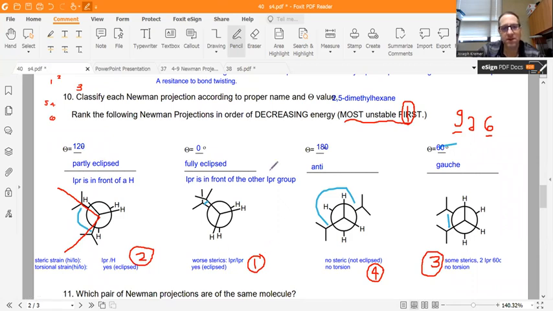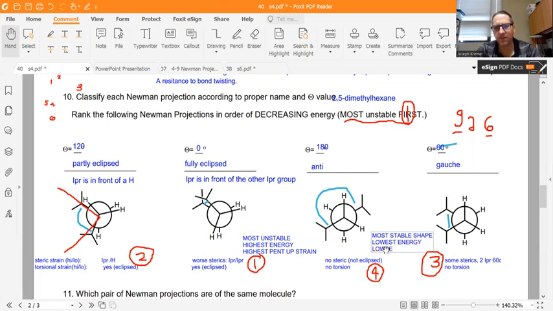Most unstable. That deserves to be typed out. Forgive my caps. Most unstable. Highest energy. Highest pent up strain. Highest strain. Here we have the most stable shape. Anti. Lowest energy. Lowest pent up strain. Forgive my caps. Thank you.